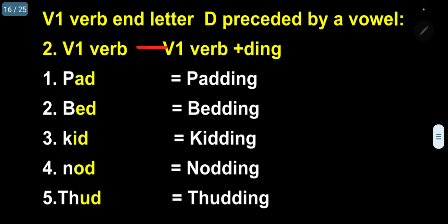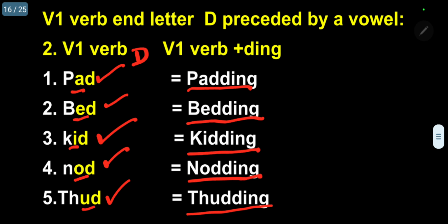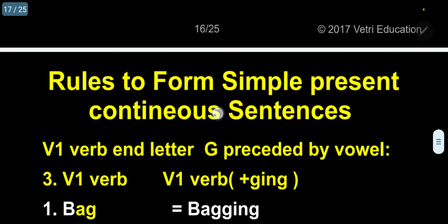The letter is D. Kindly follow. Pad, bed, kid, node, dud. Always there are vowels A, E, I, O, U, so automatically the D should be added next. So padding, bedding, kidding, nodding, thudding. Always the D will be added extra. Very, very interesting information.